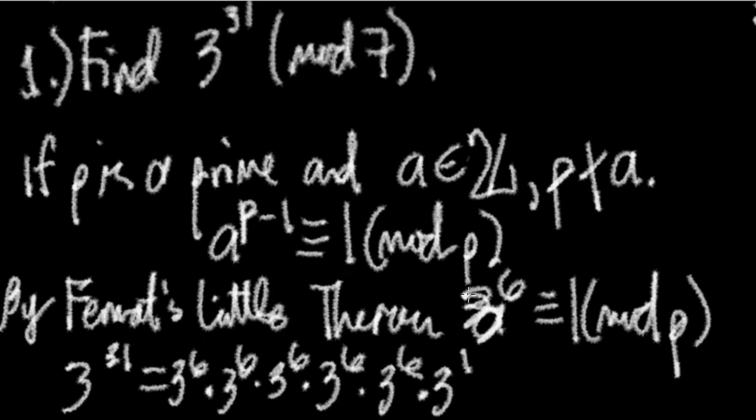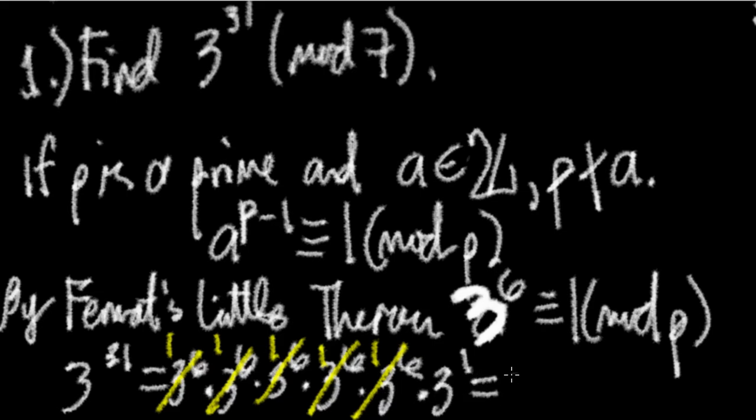We say that 3 raised to 6 is equal to 1, so this becomes 1. Let me write that. This becomes 1, this becomes 1, since they are congruent to 1 mod 7, right? Therefore we can say that this is equal to 3 raised to 1, which is congruent to 3 mod 7.